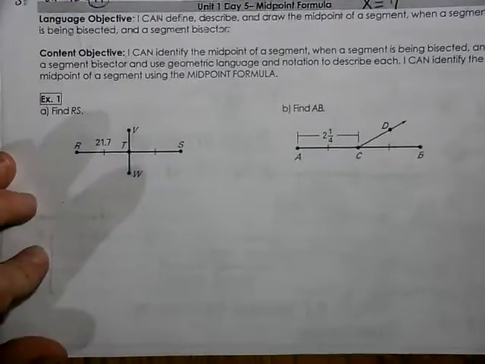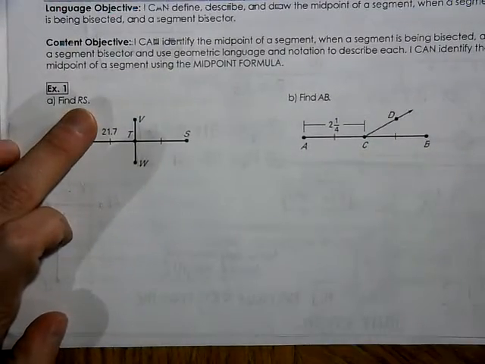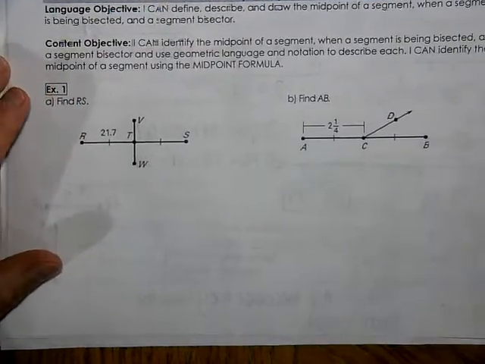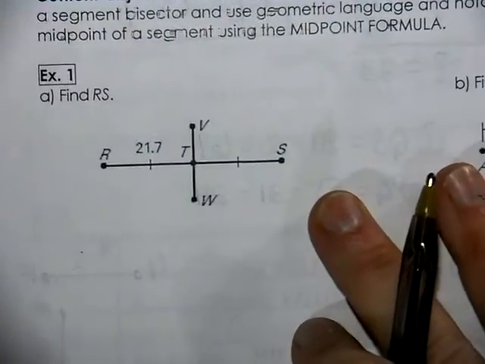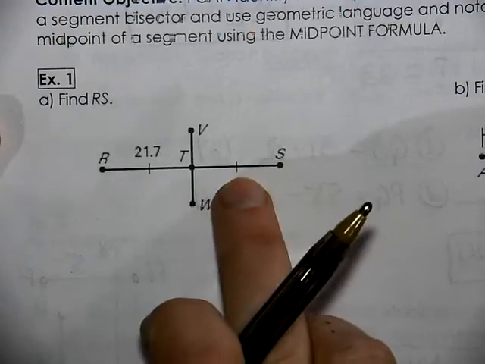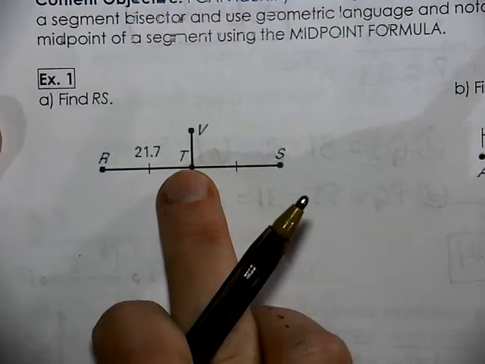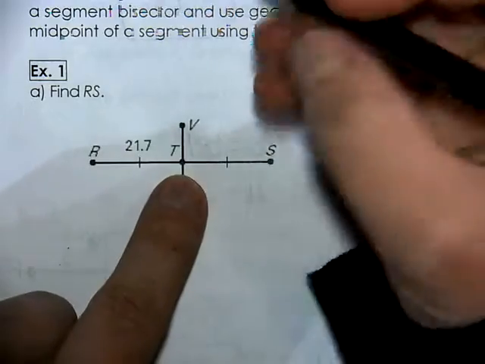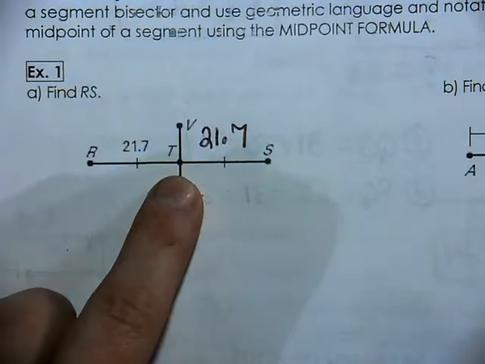All right, let's go ahead and look at our very first example. It says, find RS. Notice that RS does not have a line above it, meaning we're looking for a length. Based on the information here, I can see that we have two tick marks that are the same, indicating that T is our midpoint. And if T is the midpoint, it divides the segment into two congruent pieces. So if R to T is 21.7, T to S is also 21.7.